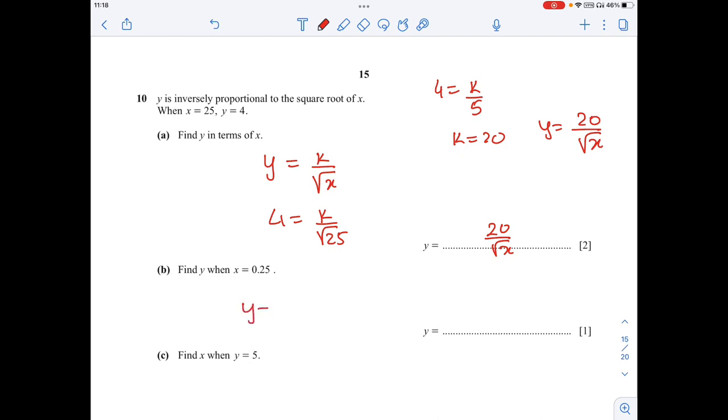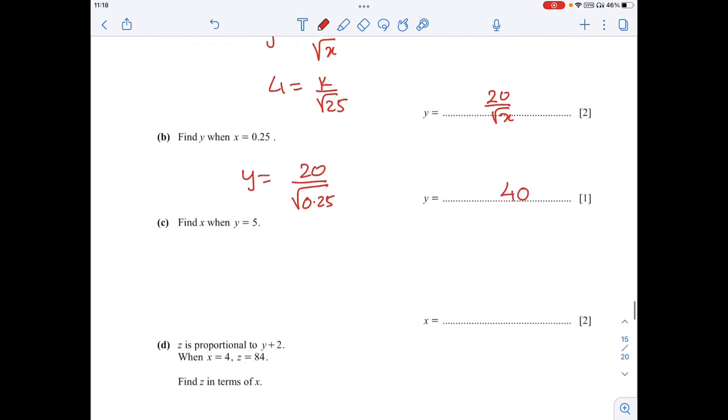Now find y when x equals 0.25. So 20 upon square root of 0.25, you should be getting 40. Then y equals 5, it is 20 upon square root of x. 5 square root of x equals 20. Square root of x equals 4, x equals 16.